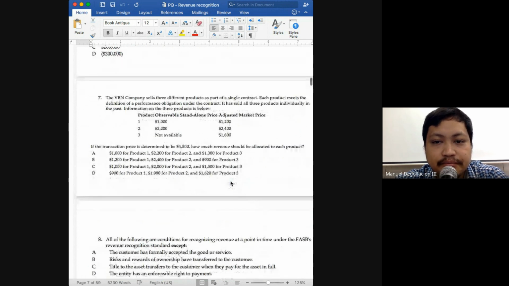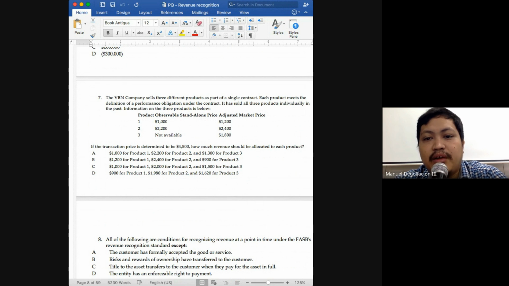Number 7. Basically, this is the same as what we've answered earlier. And again, what's the first price that you should be looking at, class? It should be the observable standalone price. But if one is not available, what will you use? You will use the adjusted market price for that product only.